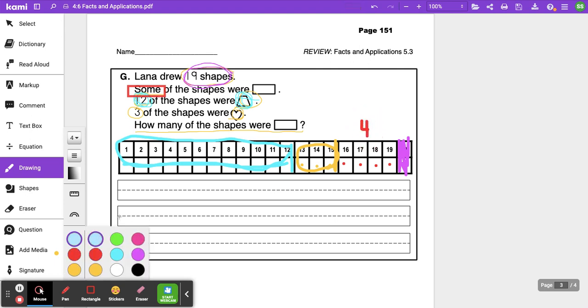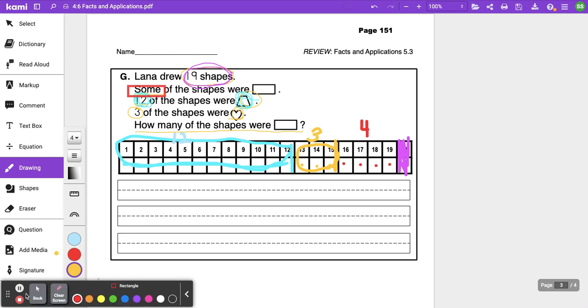We know that there were 12 trapezoids, and we know that there were 3 hearts. So that means that the rest were rectangles. We found our answer box over here. Okay, what do I do on the first line? Write the equation.